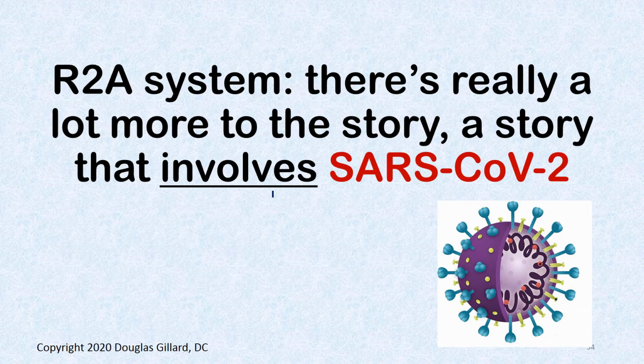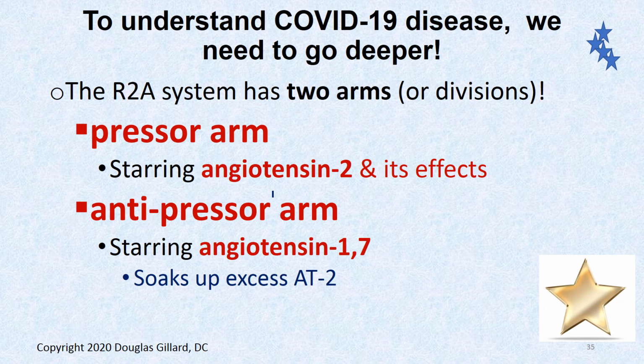So now let's go back to the SARS-CoV-2 story, the COVID-19 story a little bit. To understand COVID-19 disease, we need to go a little bit deeper. The RAS system actually has two units, or two divisions, or two arms, as the researchers typically call them. There's the pressor arm, which stars angiotensin II. We've talked about it and its effects already, how it causes vasoconstriction and it can negatively affect the heart and causes some nasty stuff if there's too much of it.